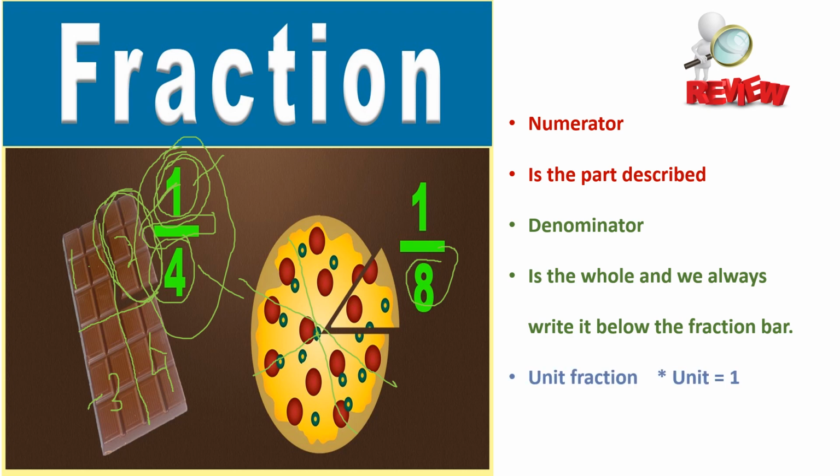Okay. Then we studied unit fractions. Now what are unit fractions? What is the meaning of the word unit? We said it's 1. And we discussed that in unit fractions, the numerator is always the same number. And what number is it? Very nice. It's always 1.